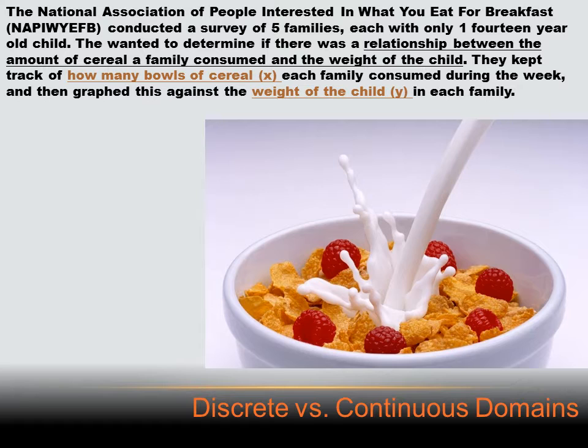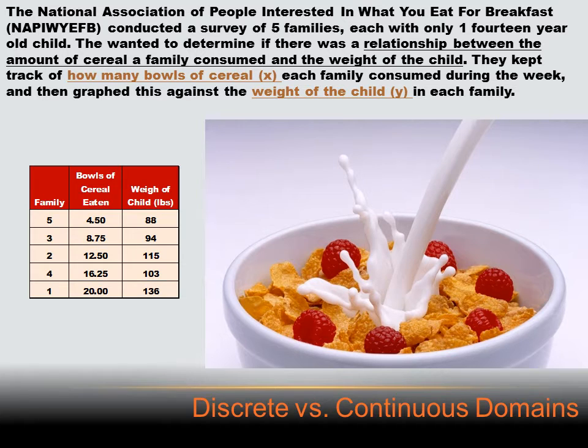Well, let's say this association of people interested in what you eat for breakfast conducted a different survey, and again they had 5 families, each with a 14-year-old child, and they still wanted to determine the relationship between the amount of cereal that the family consumed and the weight of the child. And this time they kept track of how many bowls of cereal, which we'll call X, each family consumed during the week, and then they graphed this against the weight of the child, Y, in each family. And they came up with this data.